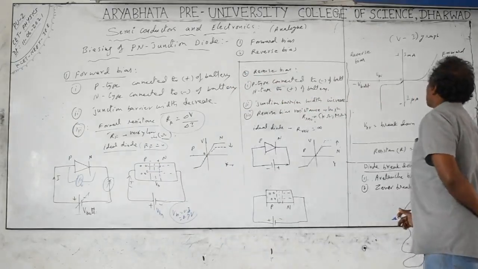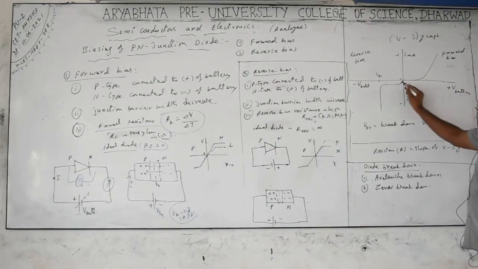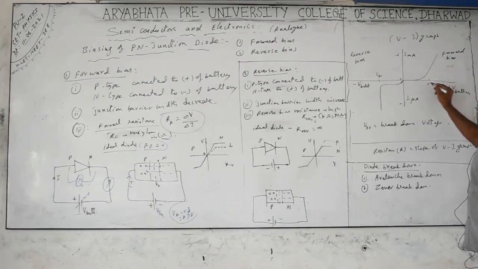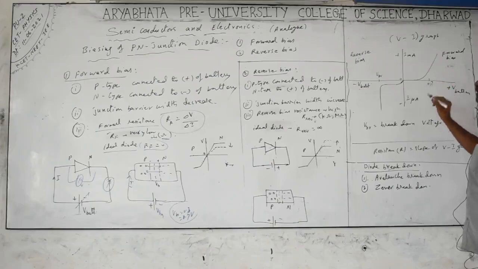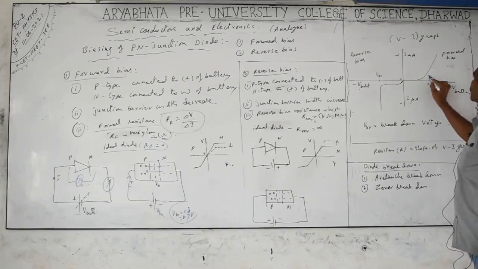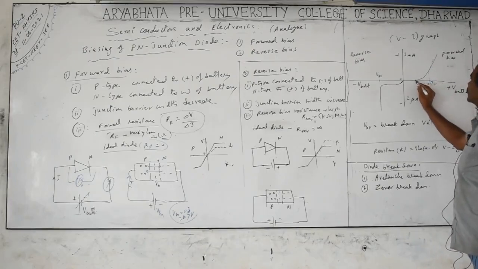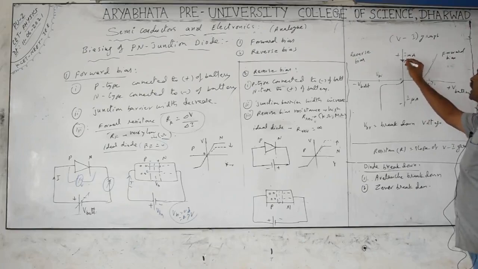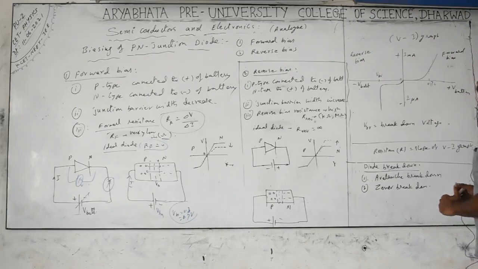So if you plot the graph as the battery voltage is increased, the forward current at first will not be there. Then it starts increasing by large values when the potential reaches 0.3 volts for germanium and 0.7 volts for silicon. At this voltage, the current will be large. Before that, the current is very small. It will be milliamperes to amperes depending on the type of diode we are taking.